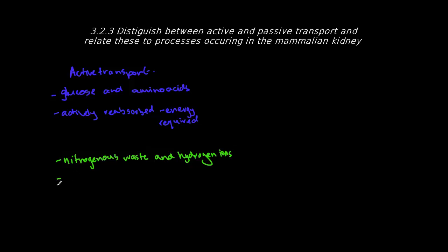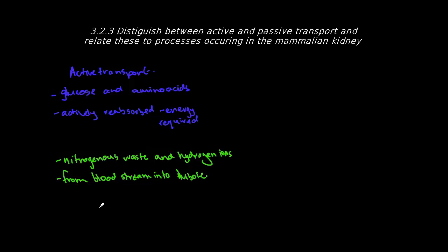And they move from the bloodstream into the tubule, so they go in the opposite direction. Now this is very important. Glucose and amino acids are required in the bloodstream, they're required in the body, so they are actively removed from the tubule. And nitrogenous waste moves in the opposite direction. They move from the bloodstream into the tubule, so that they are removed.